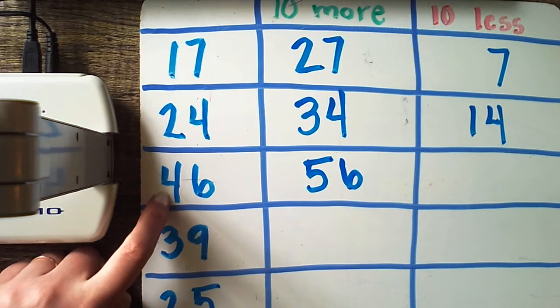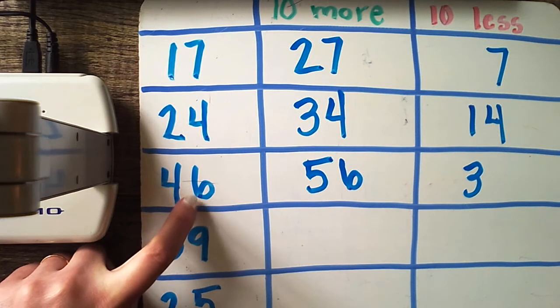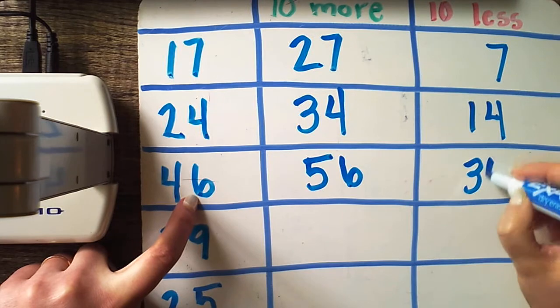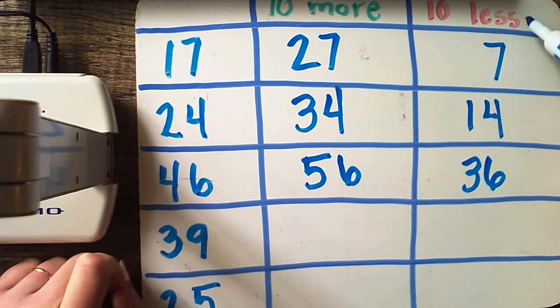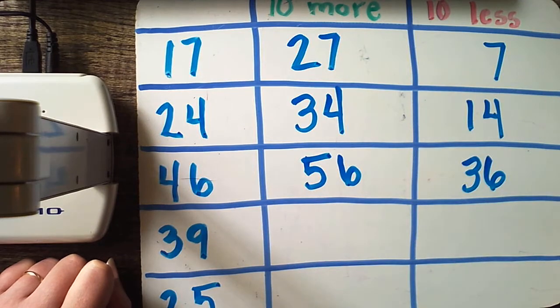Well, if we're doing 10 less, now I'm not going to have 4 tens. I need to get rid of a 10. I'm subtracting a 10. So instead of having 4 tens, I'm going to have 3 tens. Our digit in the ones place stays the, you got it, same. Say it with me. 10 less than 46 is 36.